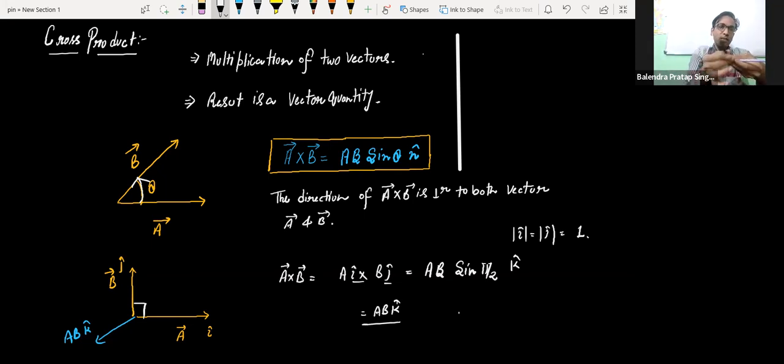Again, suppose this black is vector A and this blue is vector B. So if you find A cross B, then the direction is upward, and B cross A, the direction is downward. In this way you can use, very simple, put the palm along one vector and rotate it towards another vector, then the thumb will give you the direction of the cross product of these two vectors. And that is perpendicular to the plane of these two vectors. This is all about the cross product of two vectors.